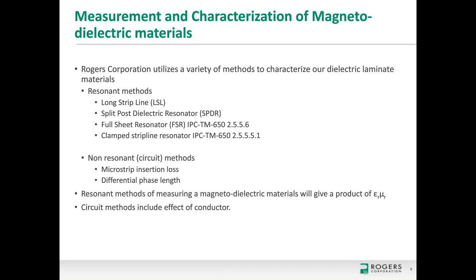So then we look at non-resonant measurement methods. If you look at what we typically do for PCB materials, it's things like microstrip insertion loss or differential phase length. Those will give you more information about the magnetodielectric material, but it will also include the effect of a conductor. So we're looking for a way to characterize the intrinsic properties of the material.